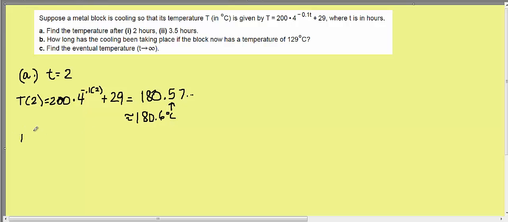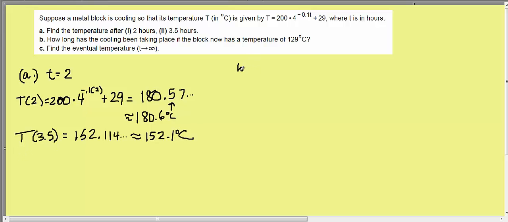When we plug in the 3.5, you can do second enter on your calculator and it'll pull up this equation that you just typed in. But the 3.5 is going in where the 2 is. You'll find that this is 152.1144, it keeps going. So this is approximately 152.1 degrees Celsius.